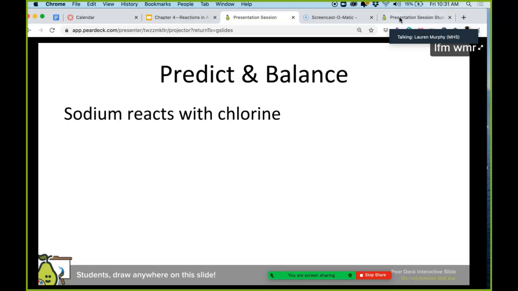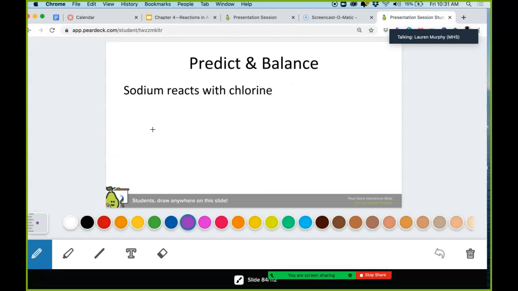Okay, let's write out this problem. Sodium reacts with chlorine. What would you guess that this makes? Salt. It does make salt. NaCl. And then you can balance.